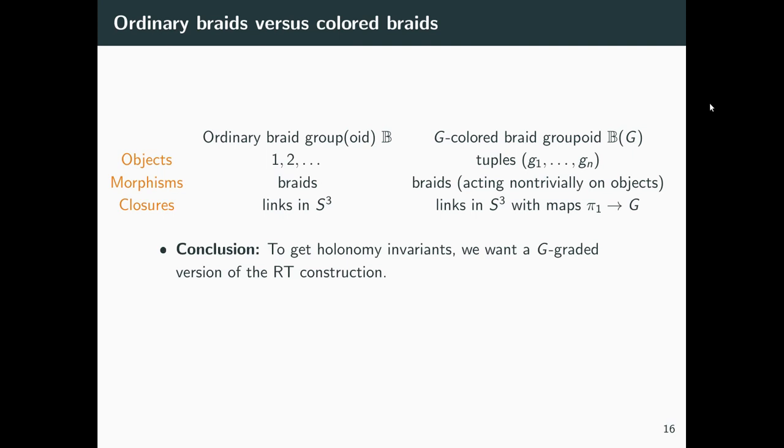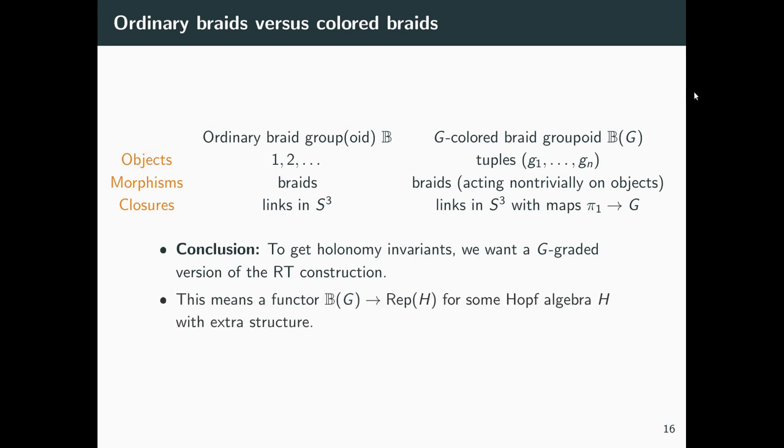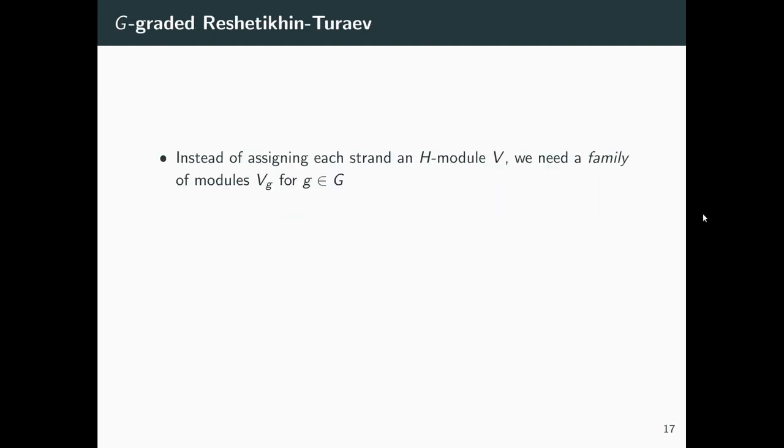In particular, the point of doing all this is that if I want holonomy invariance, I don't want the ordinary Reshetikhin-Turaev construction. I want a G-graded version. What I mean by that is I don't want a functor from the braid groupoid to representations of my Hopf algebra. I want a functor from the G-colored braid groupoid to representations of my Hopf algebra, which will need extra structure, more than quasi-triangular. It's got to have this G-grading in it.